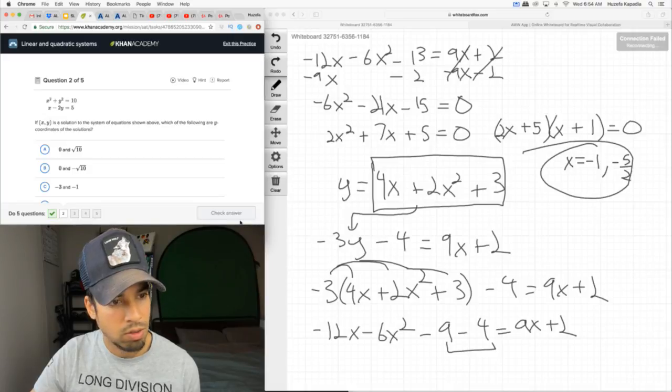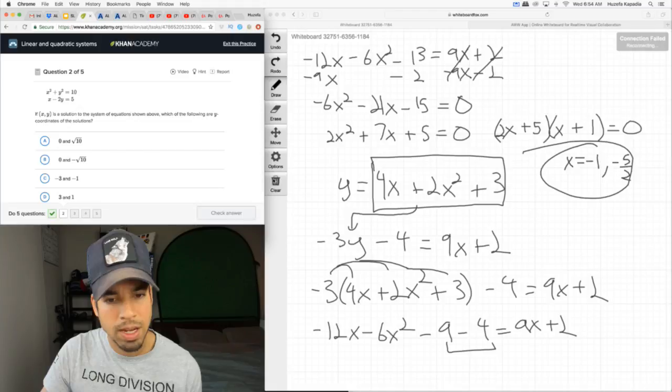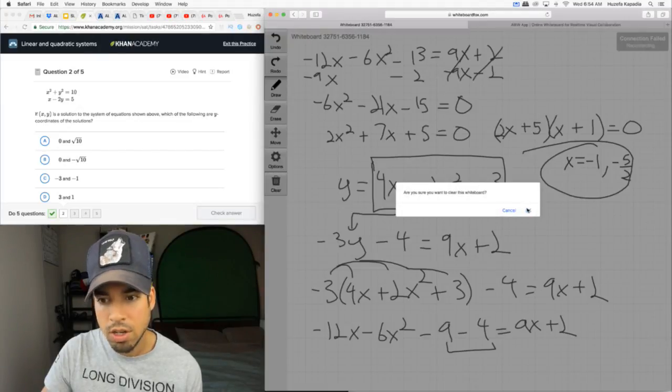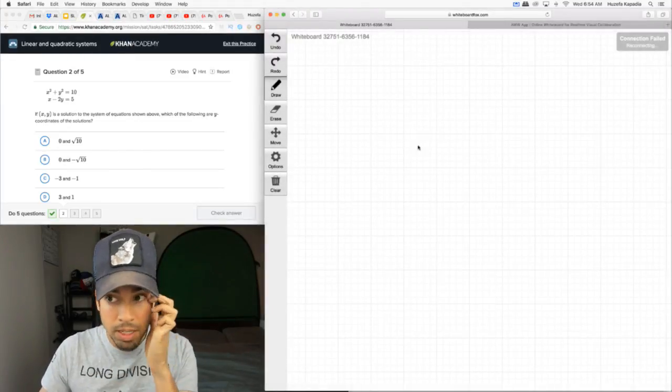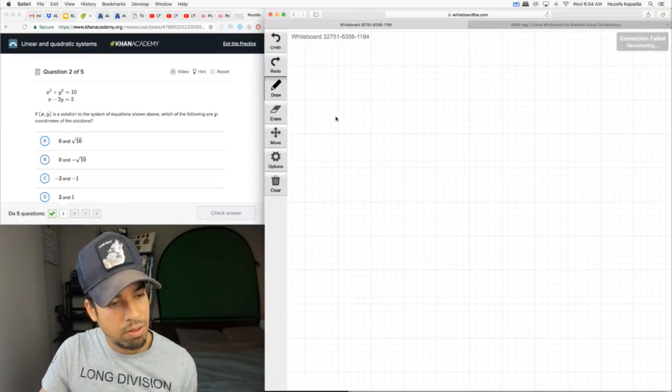Yes, it is correct. Sweet. Number 2. Same deal, except now they want the y coordinates of the solutions. So this is the same idea. We're going to solve the system, I think, using substitution. Let me think about it for a second.